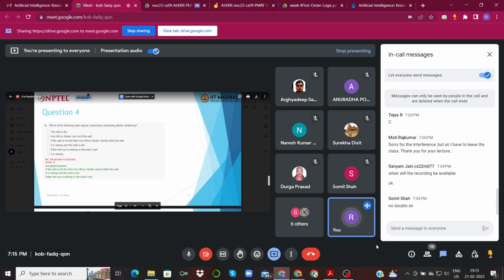The next option, it is raining and the wall is wet, also has an and in there, right? So this is also a correct option. Again, the next option, either the sun is shining or the wall is wet. This also has an or over here in the middle, right? So this is also a correct option. And the last one is incorrect because it is an atomic sentence.